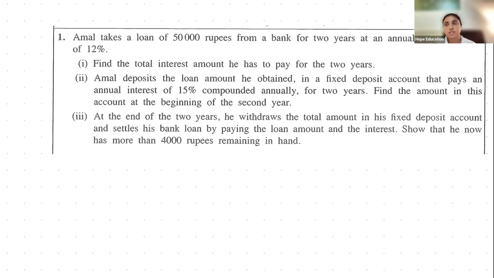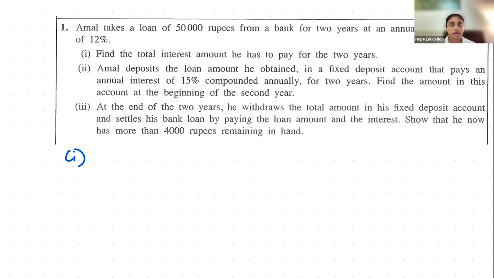So this is quite easy to find because there is simple interest there, right? So Roman number 1, they are asking the interest only, right? So interest for the 2 years. So the loan amount he had taken is 50,000 rupees, right?